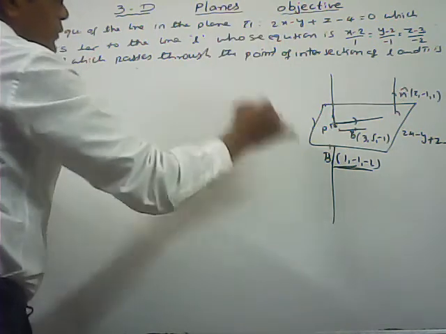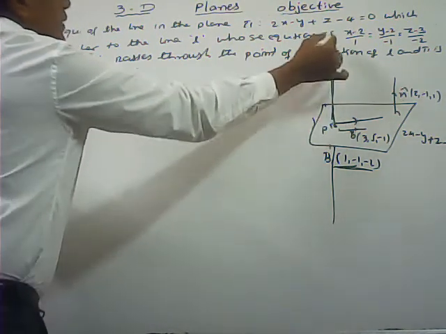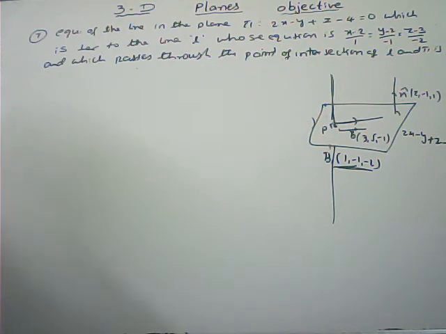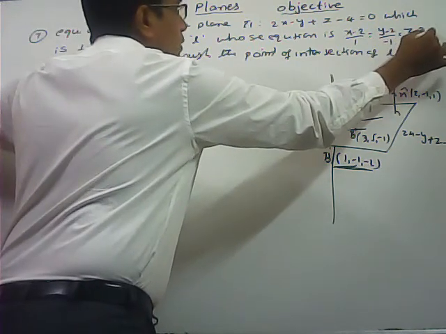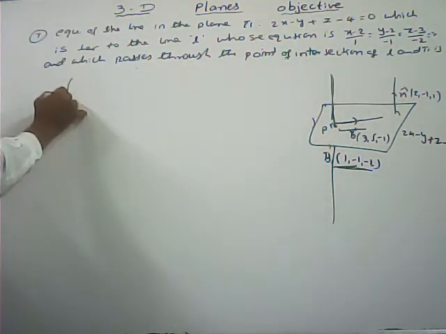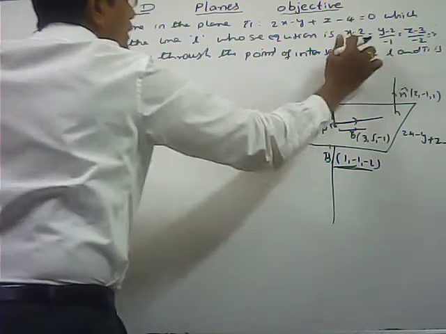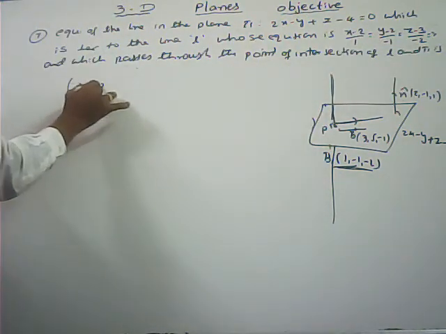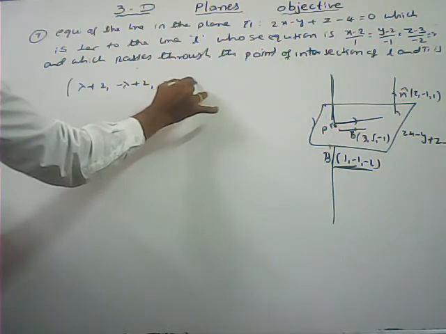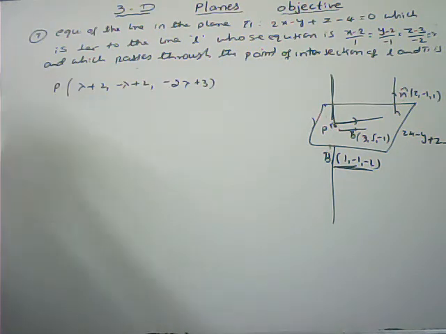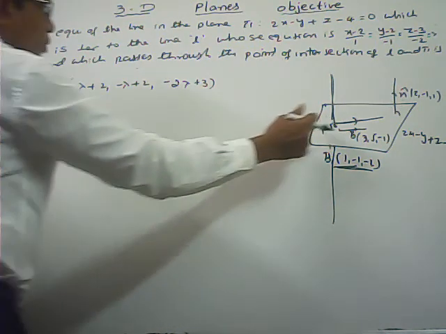The line and the plane are given. Here the line equation is given: x minus 2 by 1 is equal to y minus 2 by minus 1, that is equal to z minus 3 by minus 2. Any point on that line, equating each one to lambda, we can take lambda plus 2, minus lambda plus 2, and minus 2 lambda plus 3. That point I am taking as P only. For different values of lambda we can get different points on that line. So here I am considering that point P only. Where is that P? That is the point of intersection, common point only.